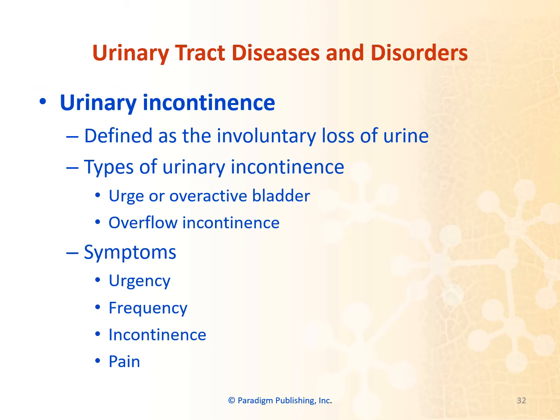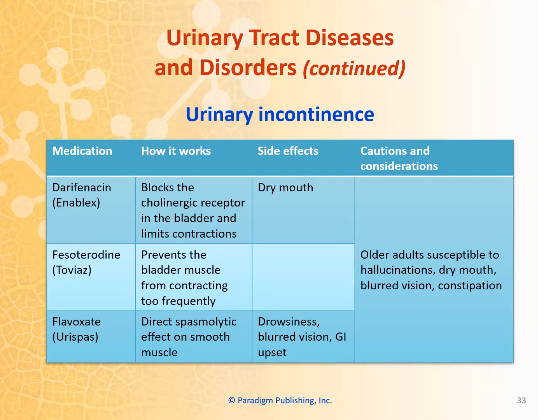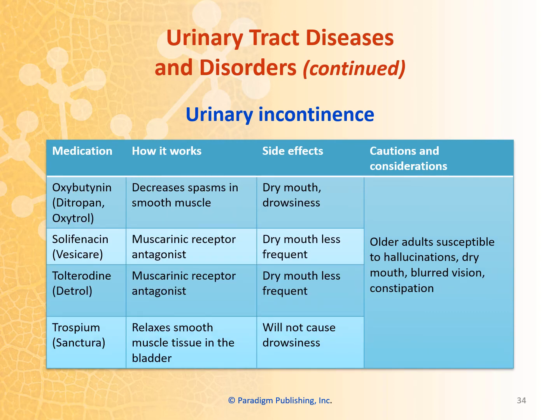Urinary incontinence is defined as the involuntary loss of urine. There's different types of incontinence, urge or overactive bladder, and overflow incontinence, where you don't have the urge, you just can't control your urine release. Symptoms are urgency, frequency, incontinence, and pain. There's different drugs to treat urinary incontinence that are listed here. There's some more.